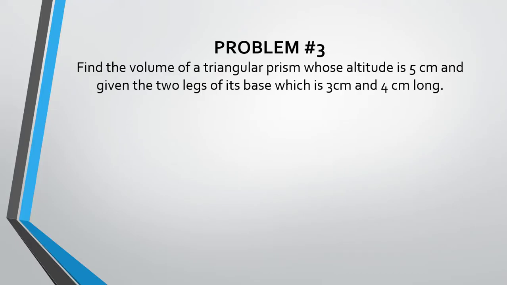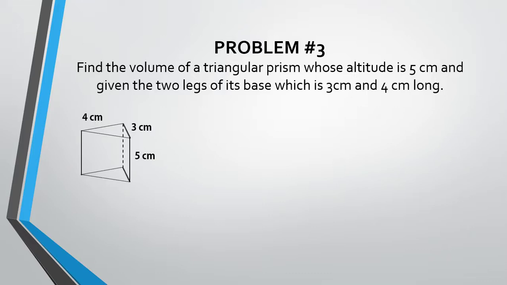Our last example is, find the volume of a triangular prism whose altitude is 5 cm, and given the two legs of its base, which are 3 cm and 4 cm long. Now, we must use the formula volume is equal to base times height. Since the altitude is given, which is 5, we are going to calculate the area of the base.